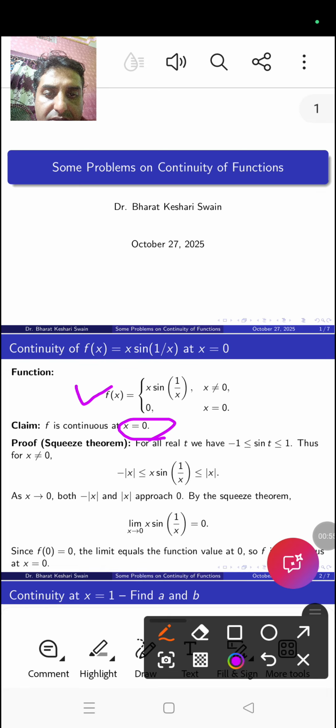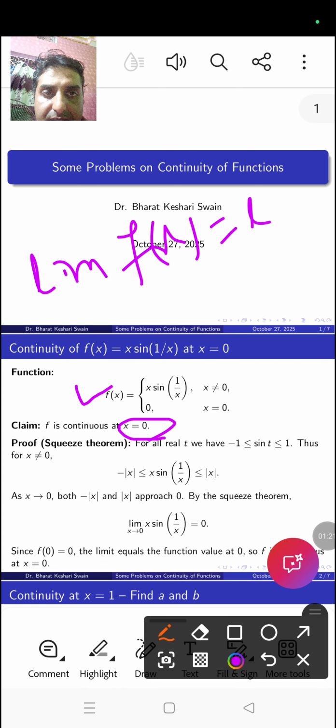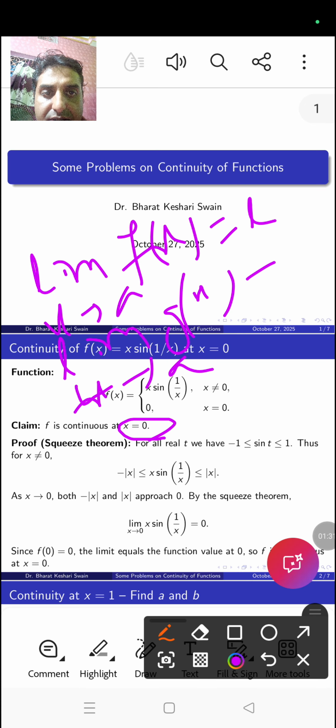Now, to check this continuity, first we have to remember the squeezing theorem, that means the sandwich theorem. If the limit of f(x) equal to L as x tends to a, then the limit of g(x) as x tends to a is equal to L.